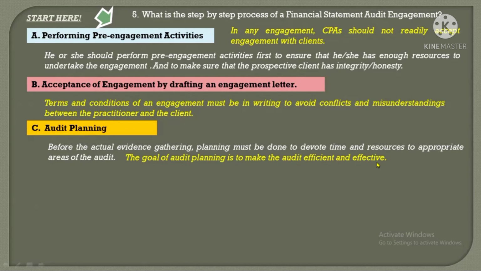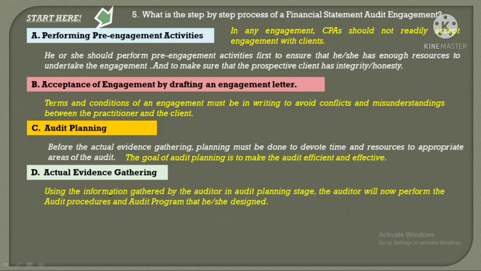And normally, after audit planning, the auditor designs his own audit program, which contains the specific audit procedures to be performed. So, after the audit planning, the next stage is the actual evidence gathering. Using the information gathered by the auditor in the audit planning stage, the auditor will now perform the audit procedures and audit program that he or she designed to obtain sufficient appropriate evidence which will become the basis of his or her opinion.